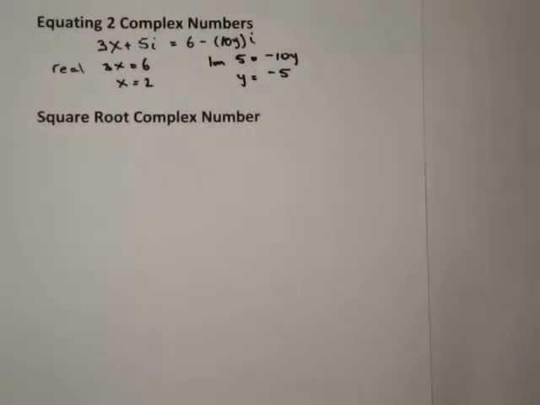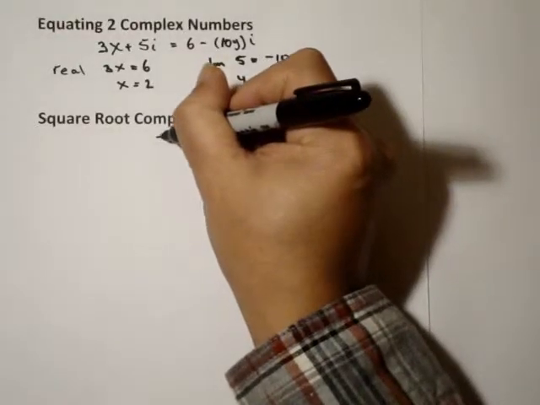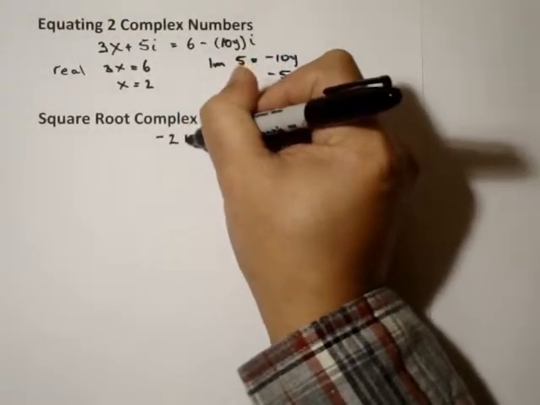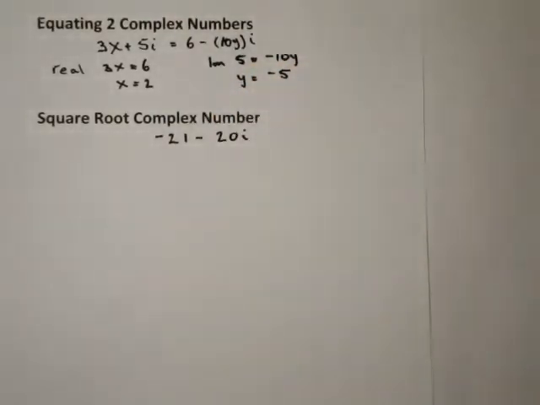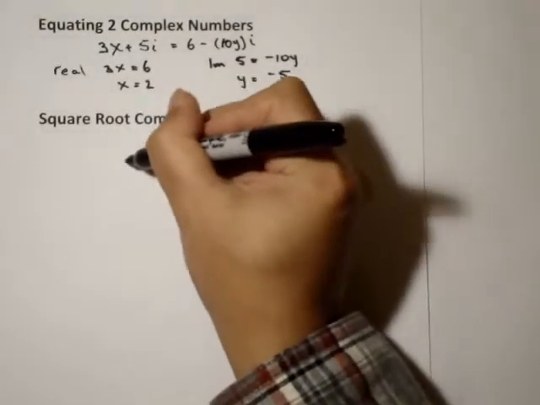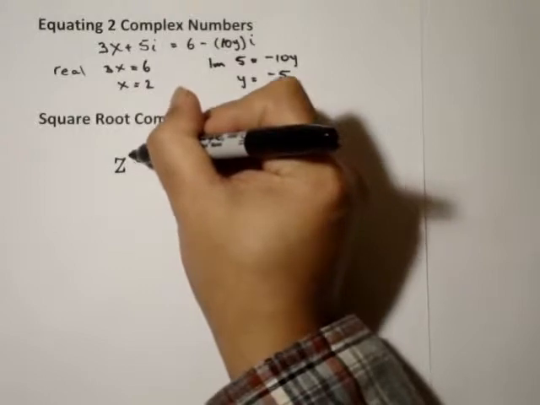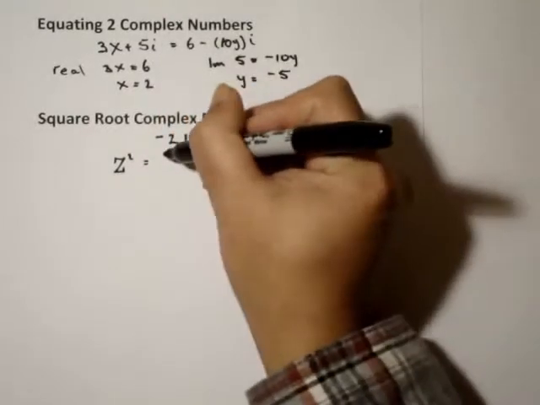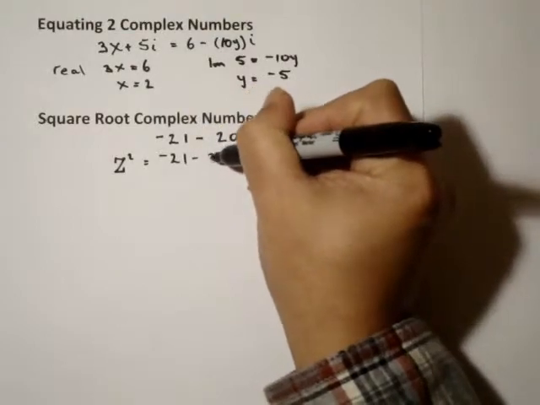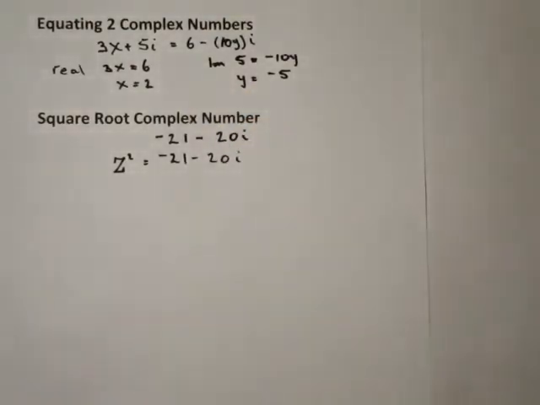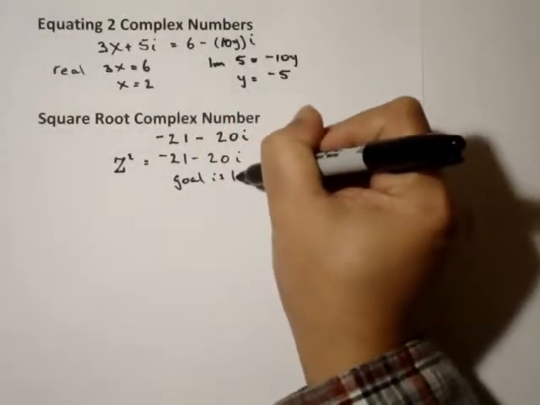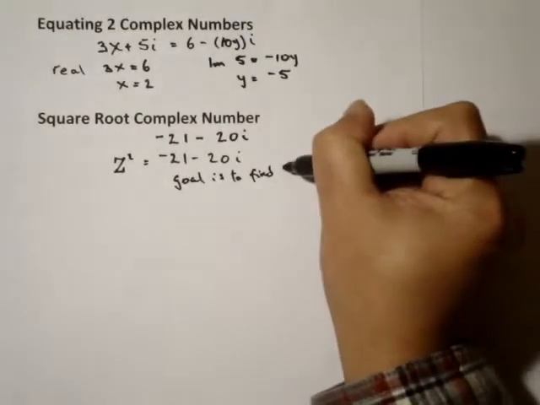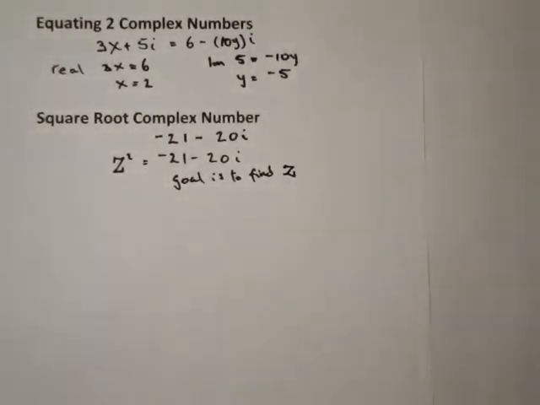Okay, so let's have a look at that in finding the square root of a complex number. So we're going to find the square root of minus 21 minus 20i. So we have z squared equals minus 21 minus 20i, and our goal is to find z. So how do we do this?